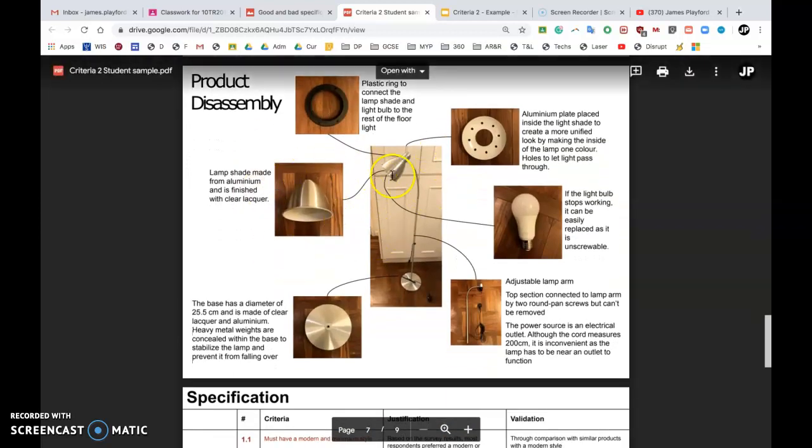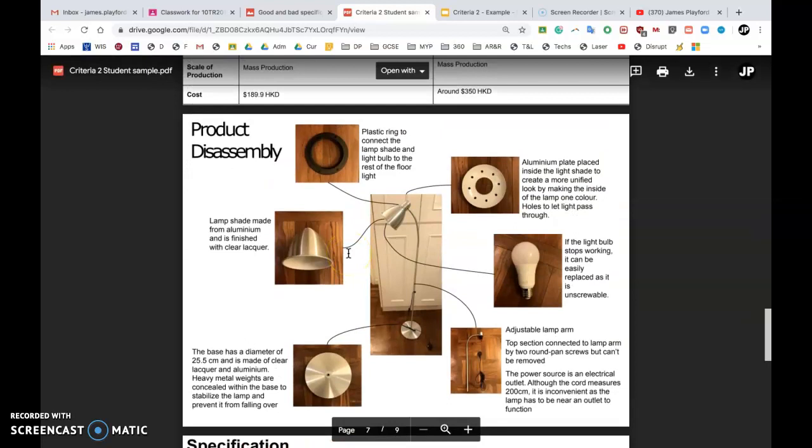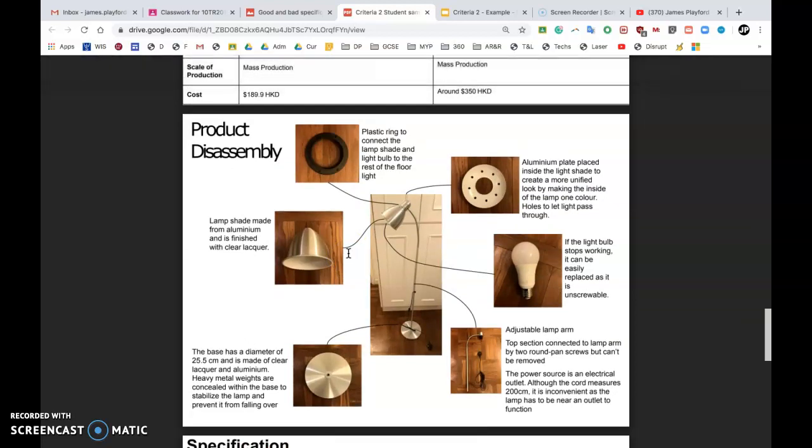For the product disassembly, some people have said to me they're not able to get hold of actual products because they're not at school. Now, I would push back and say, really try and get hold of a product you can take apart. That would really be helpful. If you can't do that, we can do this virtually. You can go online and find pictures.